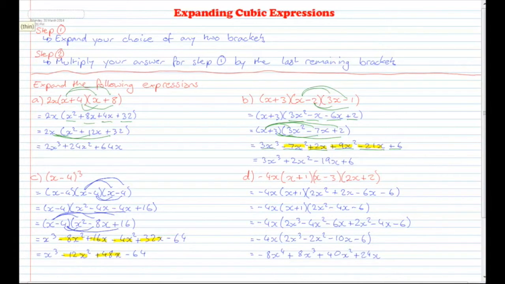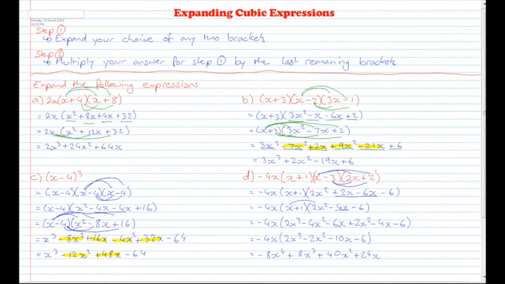Coming to the last one now, it's not actually cubic, I've made it a little bit harder than any question you're going to see, but you may as well see how it's done. So you're going to go x times 2x is equal to 2x squared, x times 2 is equal to 2x, negative 3 times 2x is negative 6x, and negative 3 times 2 is negative 6. Collecting like terms once again, so 2x minus 6x is equal to 4x that you can see here, and we'll go through and multiply the x plus 1 by this bracket here.